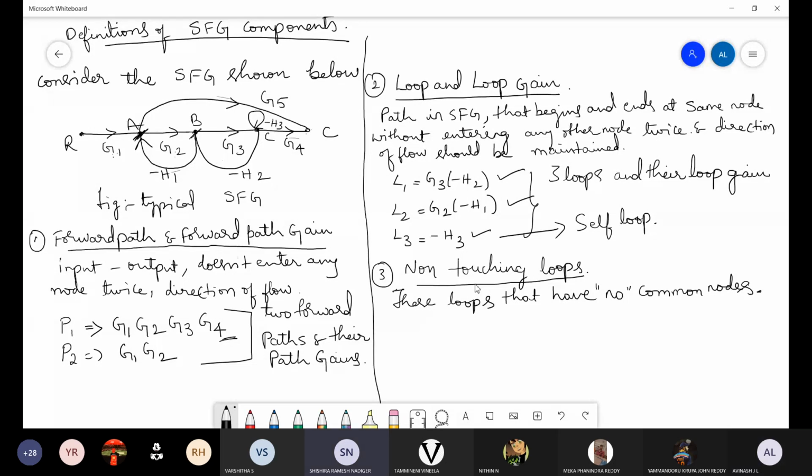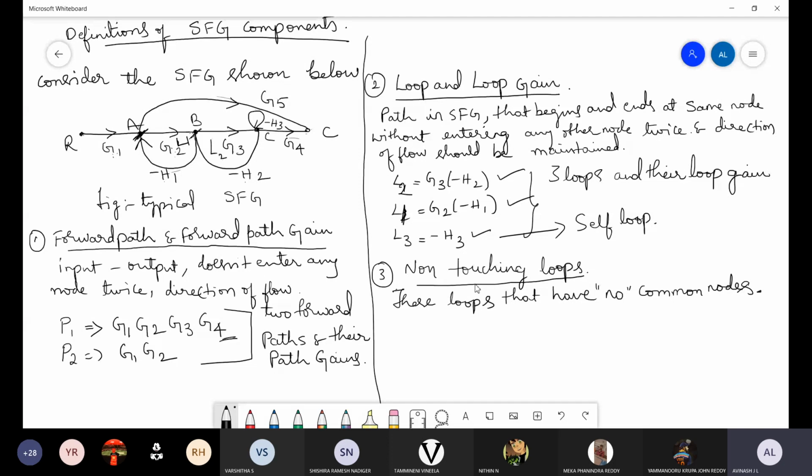Sir, can you explain once again, sir? Okay. Non-touching loops means there should not be a common node between them. Common node and common branch should not be there between them. They should be completely isolated. Clear. Now when you see this loop, from A to B and B to A, it is coming back to H1. G2 minus H1 is one loop. G3 minus H2 is another loop. Correct. So according to this, this is loop 1, this is loop 2 and this is loop 3.